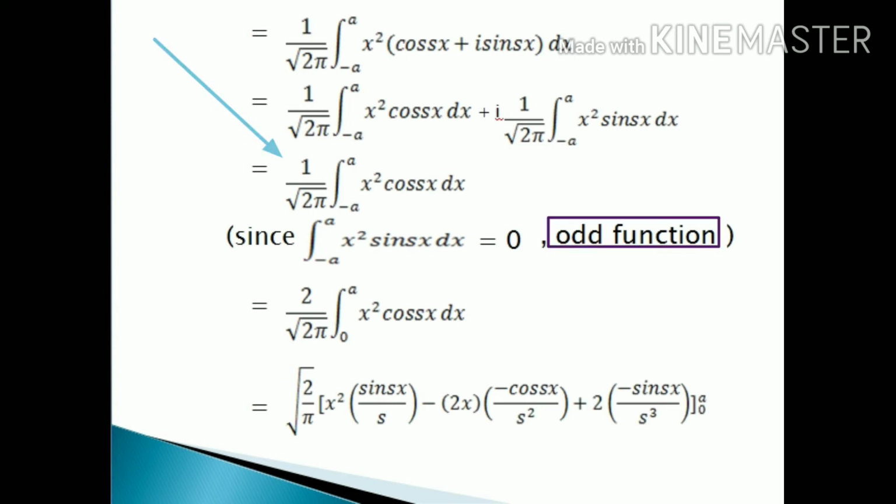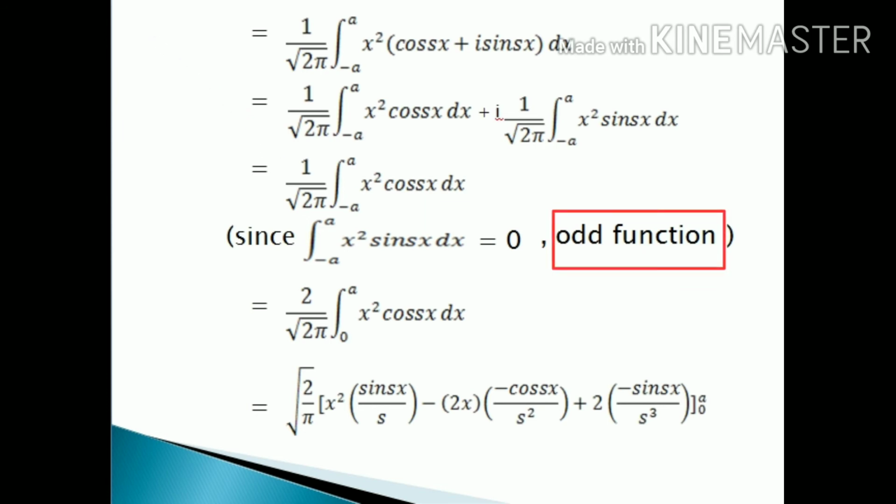That is equal to 1/√(2π) ∫ from −a to a of x squared cos sx dx. The next integral value, the entire integral, becomes 0. What's the reason? In the integral from −a to a of x squared sin sx dx, x squared is an even function and sin sx is an odd function. The product of an even function and an odd function is once again an odd function. That's why the value becomes 0.